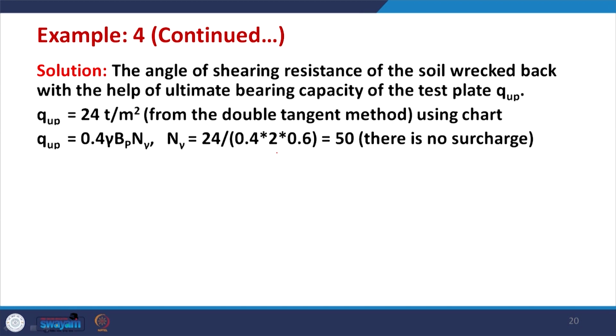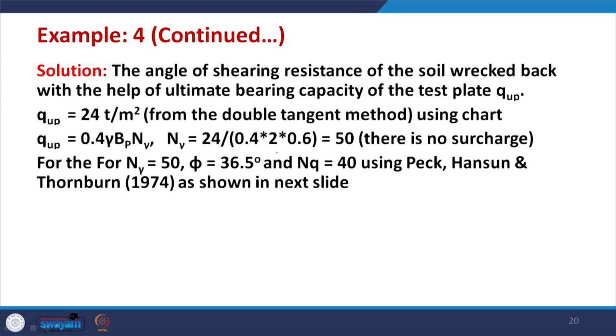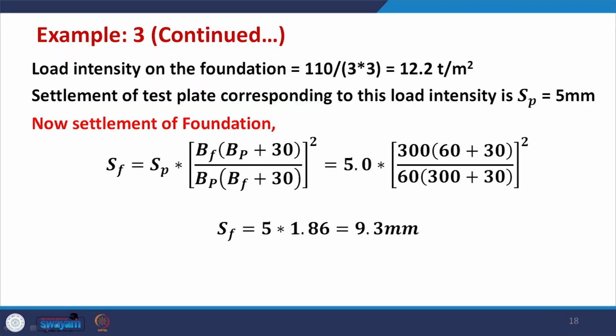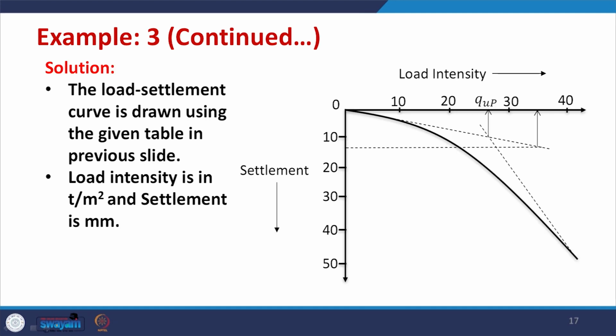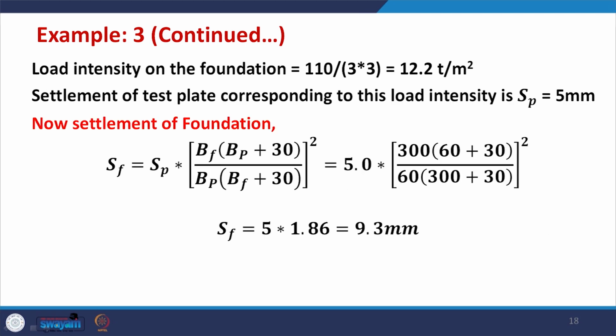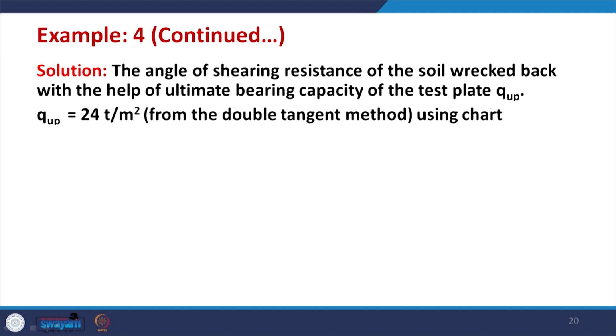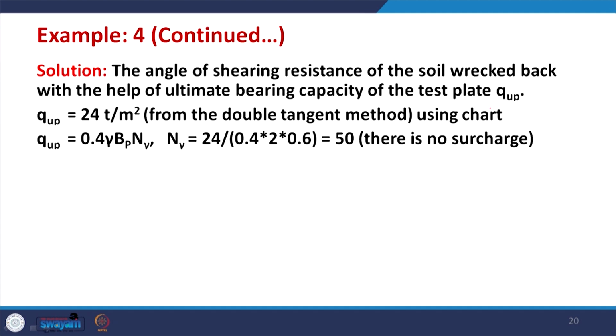So, in this solution, the angle of shearing resistance of the soil is found with the help of the ultimate bearing capacity of the test plate, QUP. As we have seen in the chart, let me go back and show you again. You see here, the QUP value is where the tangents are meeting. This is not to scale, but it is coming 24 ton per meter square. So, for this case the value of QUP is 24 ton per meter square, using the double tangent method.